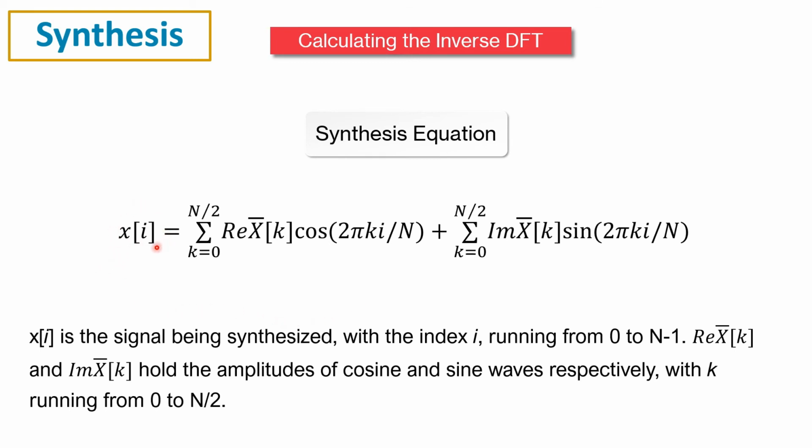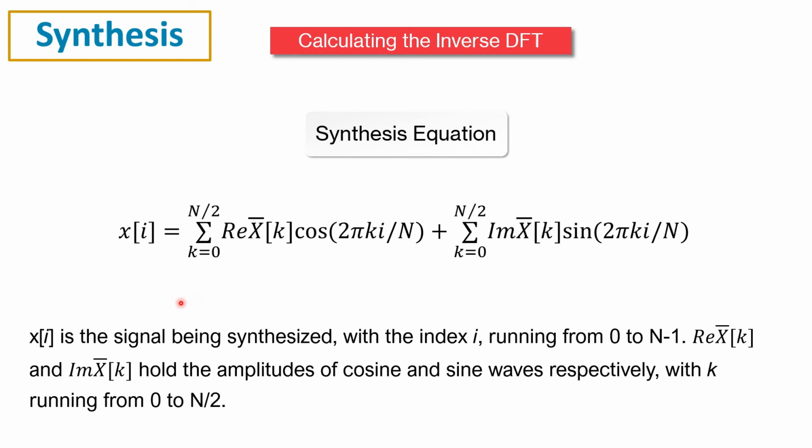You see that the output here is a time domain signal, and here is the frequency domain representation. Notice that this equation is very similar to the analysis equation that we saw in the earlier part of this lecture. The only difference is that here it was written xi, and the sum was running from i equals 0 to n minus 1. So these are the two differences between the synthesis equation and the analysis equation.